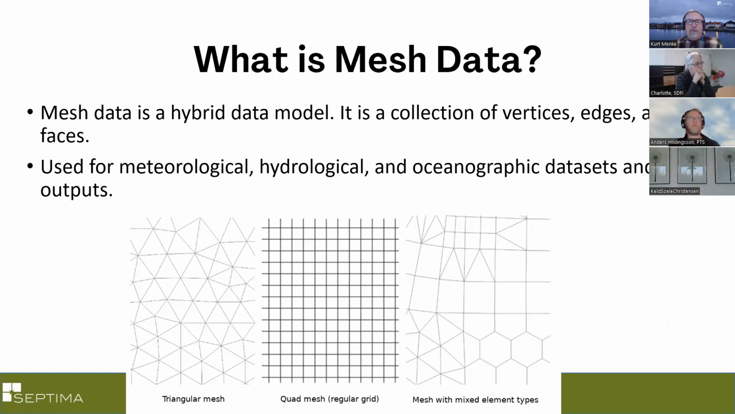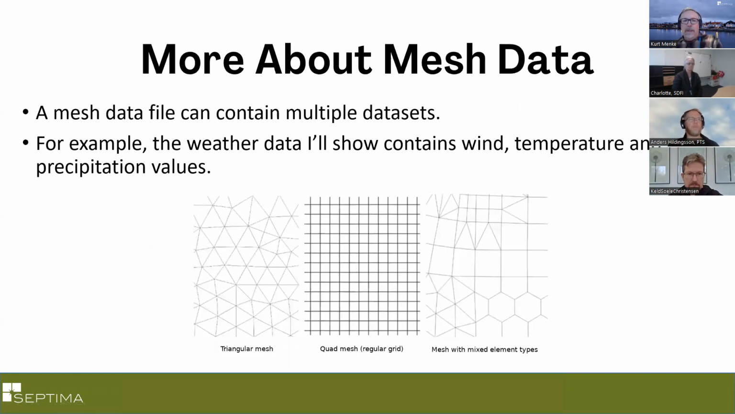It can be a square rectangular mesh like a raster, or it can be triangular, or it can be irregular, and it's produced frequently for weather related data, hydrological data, outputs of flood modeling and things like that. And the interesting thing is that a mesh data set can contain multiple data elements within it. What I'm going to show you now contains wind, temperature, and precipitation plus time. And so we can look at any of those aspects in the mesh data set.